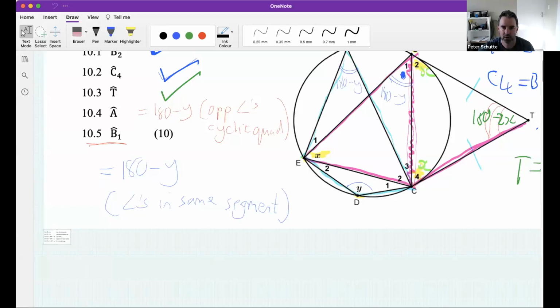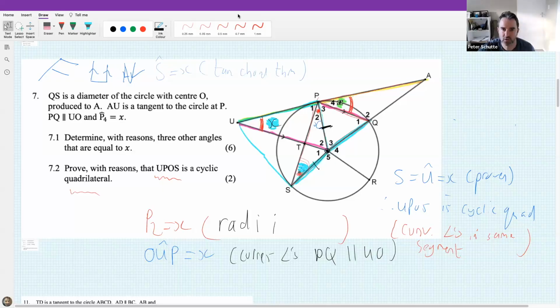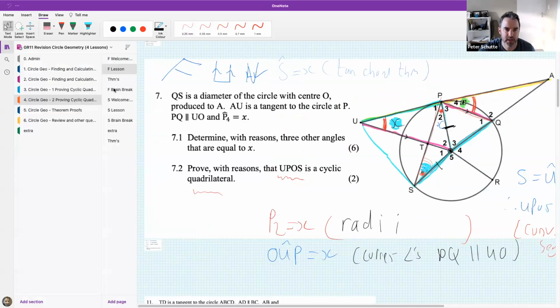Let me see if I can move. Oh, did I go to the wrong screen? I did. Let me. Okay. Kia, can you see my screen now? I'm having some technical issues.